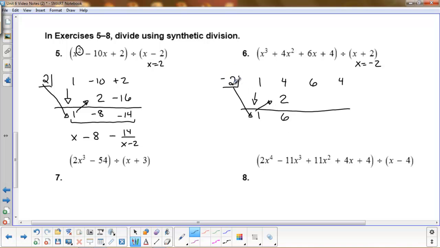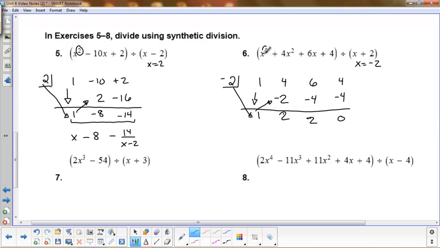Man, I didn't follow my own rules. I apologize for that. Let's erase this and start again. The number was negative 2. So negative 2 times 1 is negative 2. 4 minus 2 is 2. Multiply again. Negative 2 times 2 is negative 4. 6 minus 4 is positive 2. Negative 2 times 2 is negative 4. And 4 minus 4 is 0.